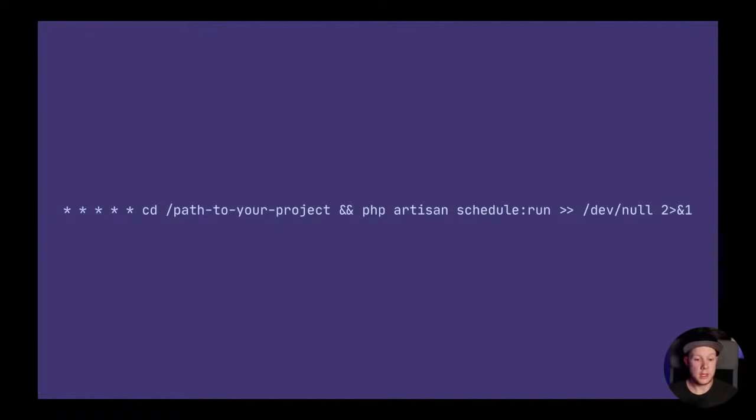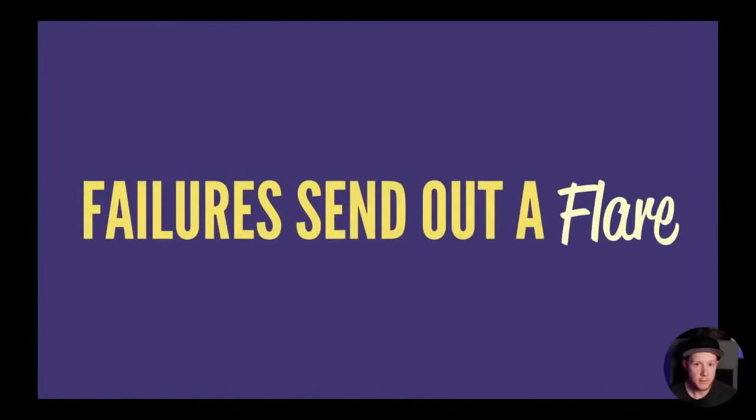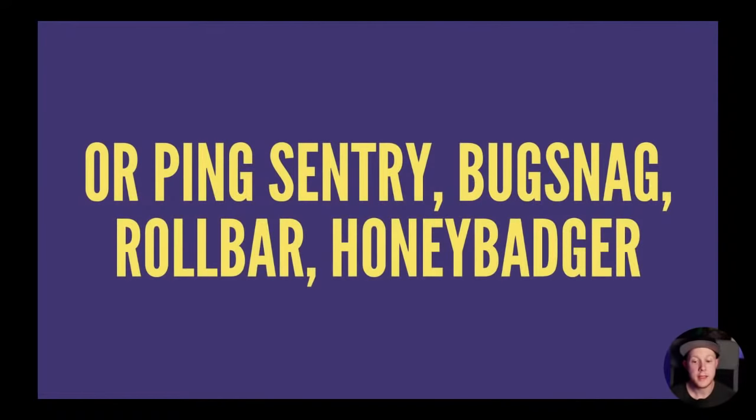But your cron entry looks like this: * * * * *, which means every minute, cd into your application directory and run PHP artisan schedule:run, and then send the output into dev null, into that black hole, which is fine in this instance because failures will send out a flare, or they'll ping Sentry, Bugsnag, Rollbar, or Honeybadger, whatever you're using for error tracking. Okay, Laravel is going to handle all this for you, so you don't have to worry about any of that output disappearing.